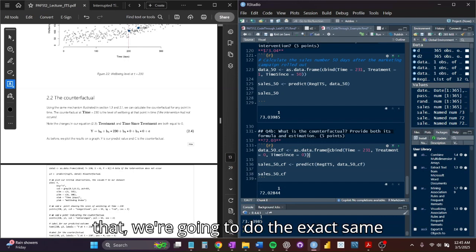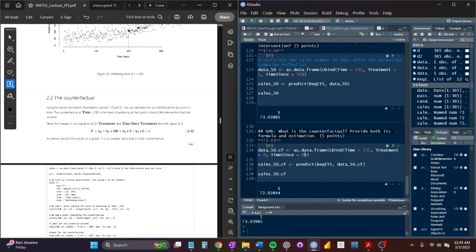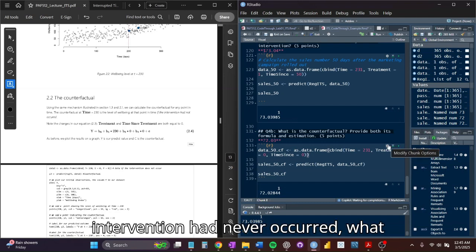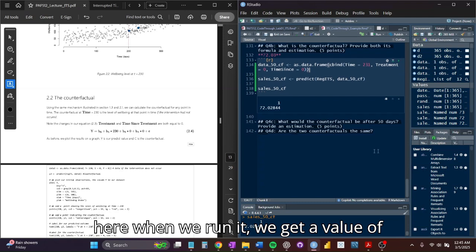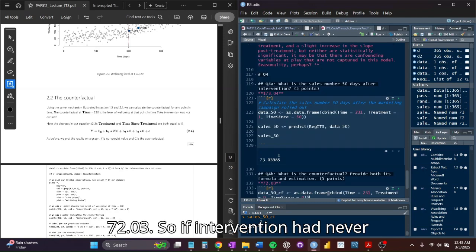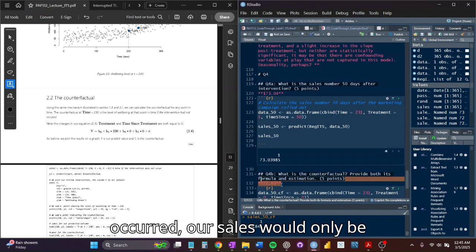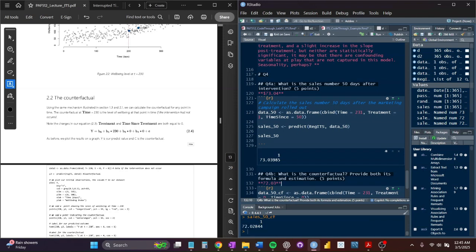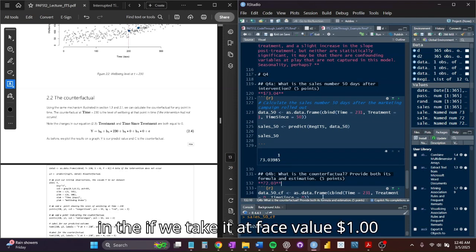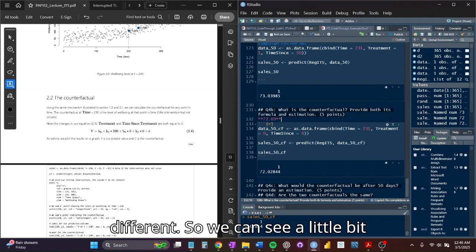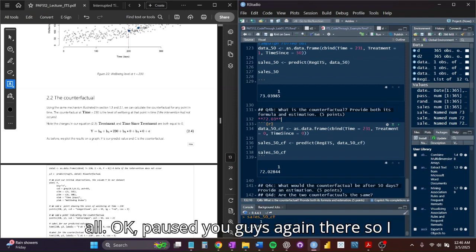In order to determine that, we're going to do the exact same thing, but we will toggle treatment off and time since off, setting them both to 0. That will tell us what our sales value would be if intervention had never occurred. When we run it, we get a value of 72.03. So if intervention had never occurred, our sales would only be, if we take it at face value, $1 different. So we can see a little bit more into why it's not significant after all.